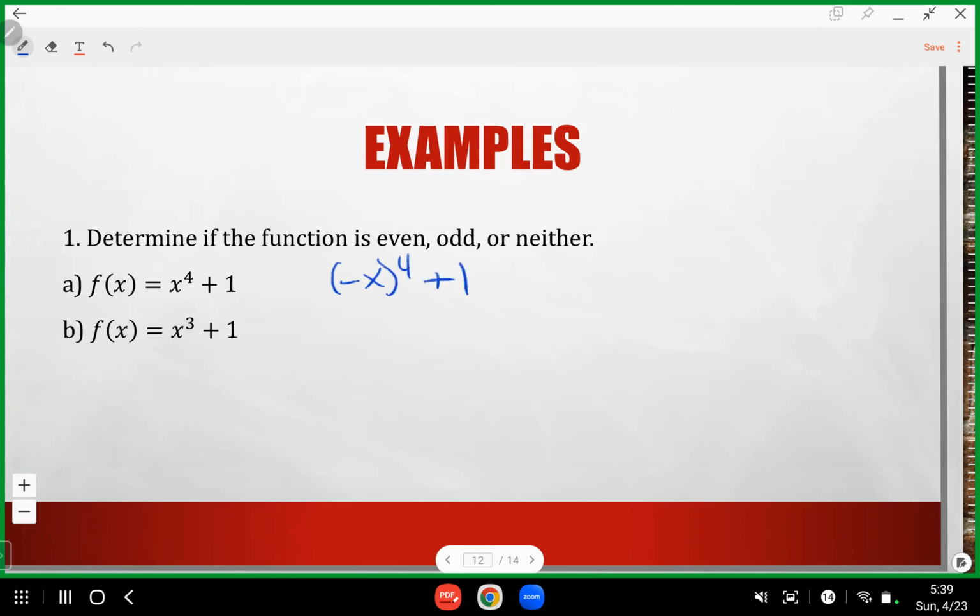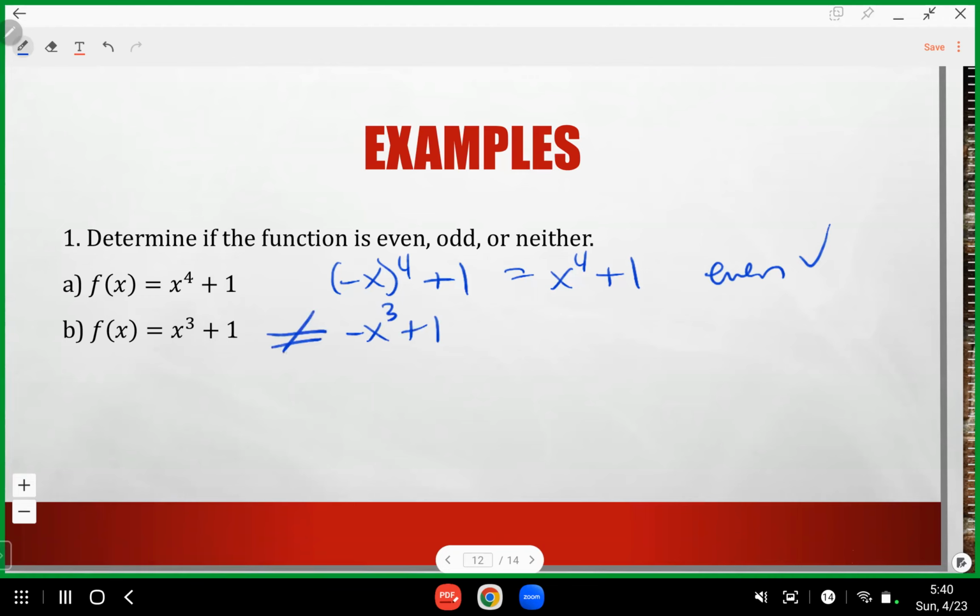And you can see that it's still going to be equal to the original, because whenever you take something to the power of an even number, it doesn't matter if it's negative or positive, it's always going to be positive, right? So it's still equal to the original function, meaning that it is even. That's good. So we test even for this one. Obviously, when you have negative x to the third plus 1, this is not equal, meaning it's not even.